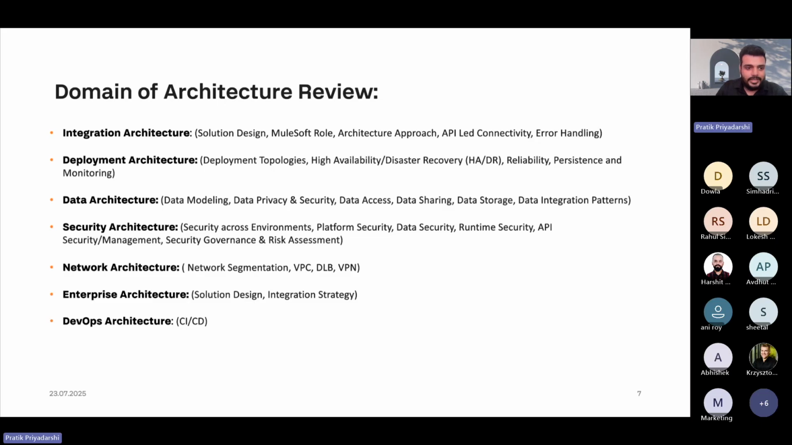So what we do here in the security architecture is review your platform-level security configurations. We see how you're using object stores. We check how you have configured your OAuth. What is the expiration for your tokens? Take an example, maybe your JWT signing keys, right? We also assess your runtime controls like the API invocations.